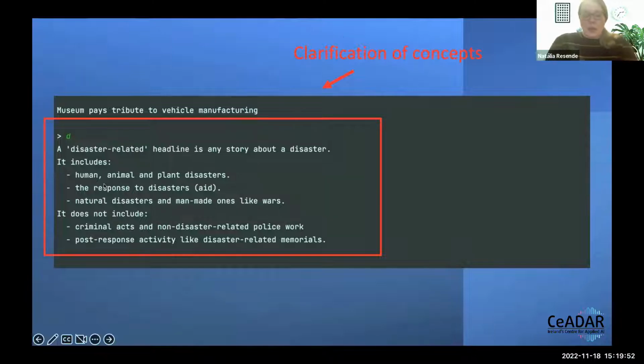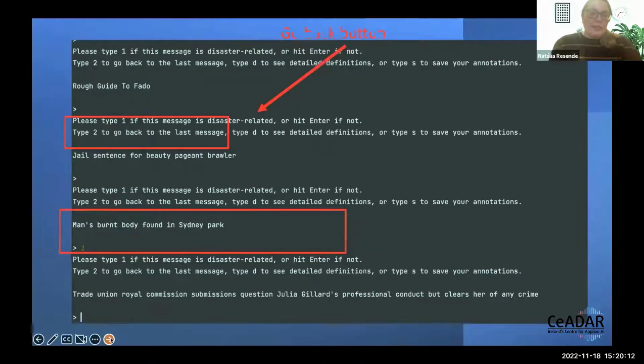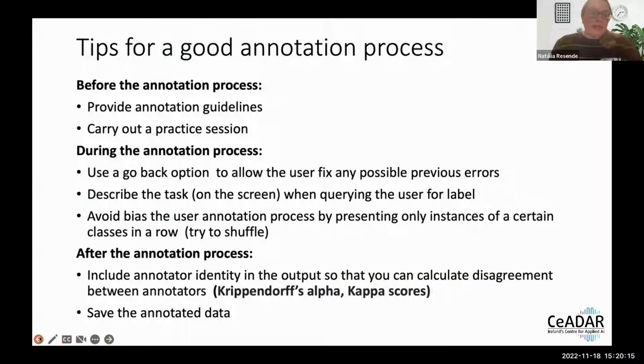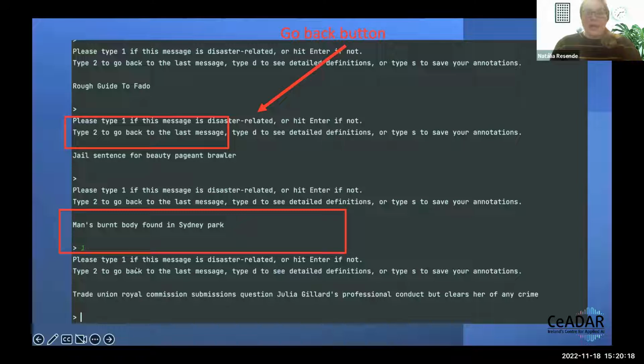It's also important to have a description of what the disaster-related definition is, right? So this can really help the user to decide which label to add for each of the examples presented on the screen. So this is also a very good idea, to have this definition. And also it's important to have a save button. So after clicking on save, the loop is finished, and then the user can start again another time, right? The same task.